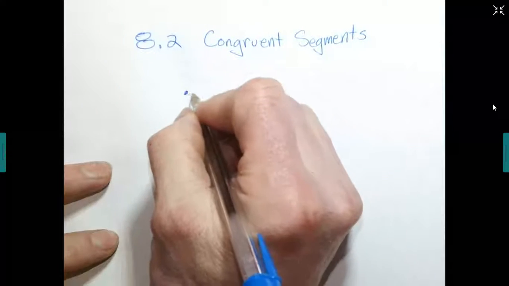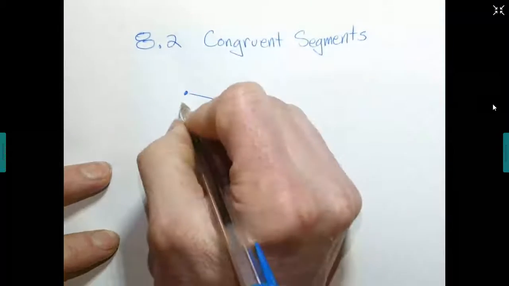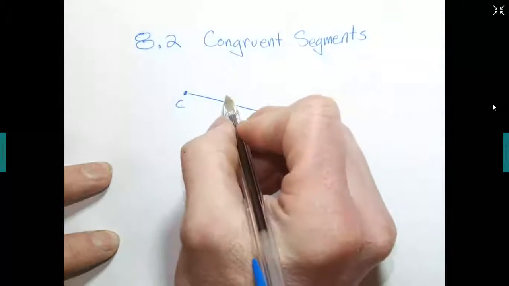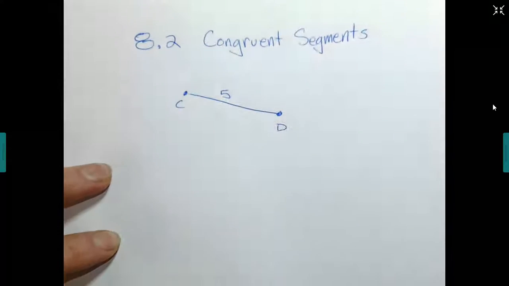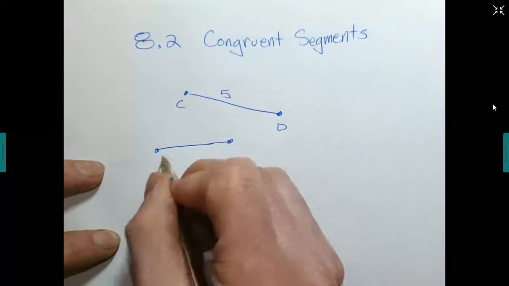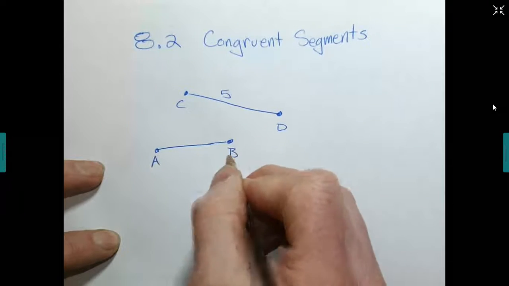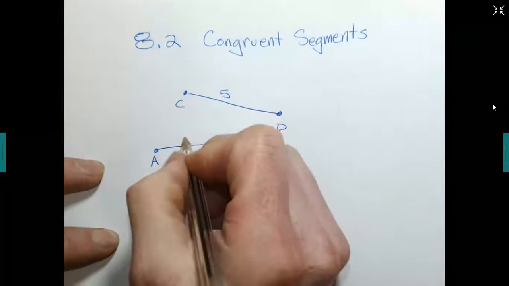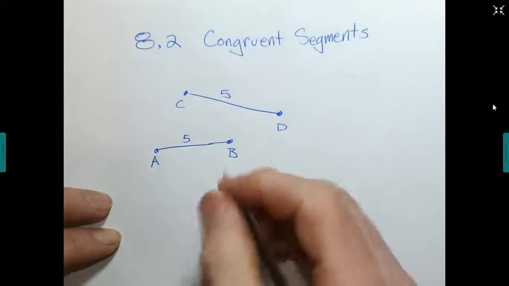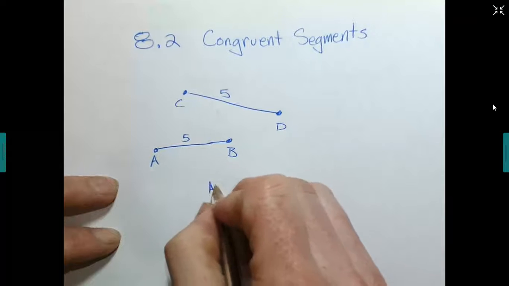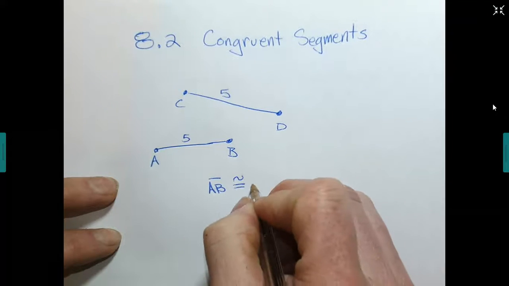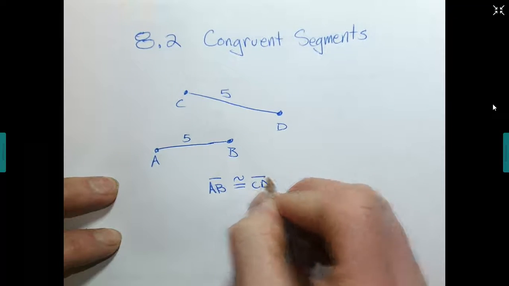If I have a line segment CD, let's say that measures 5 units. I have another, that's AB, and let's say that measures also 5 units. I can say that line segment AB is congruent with line segment CD.